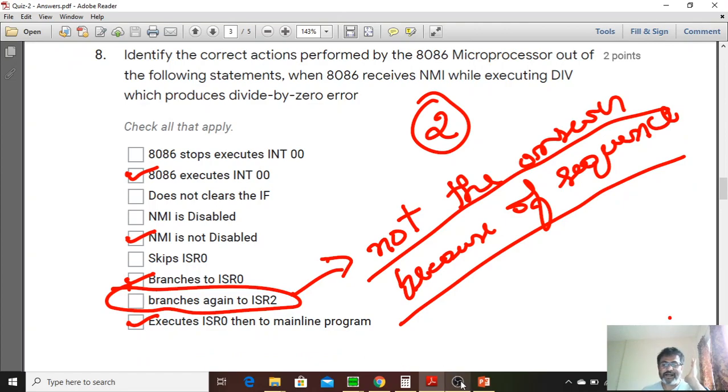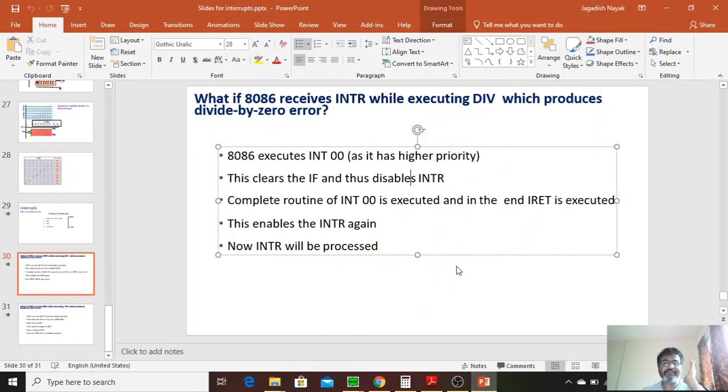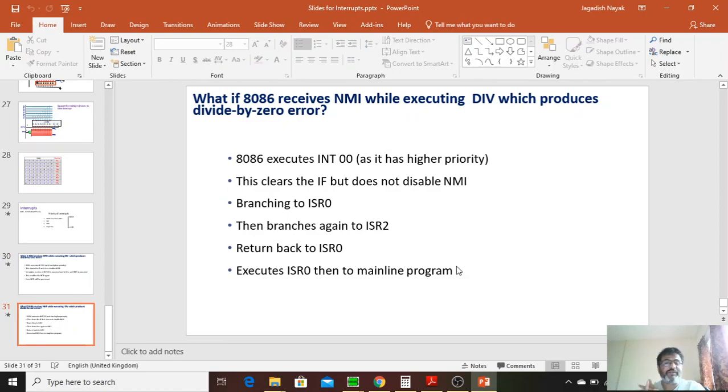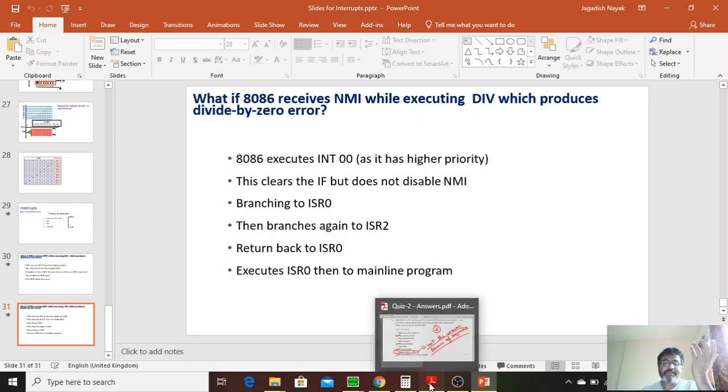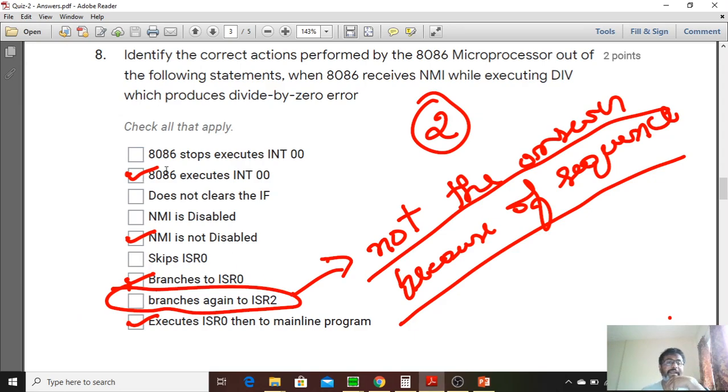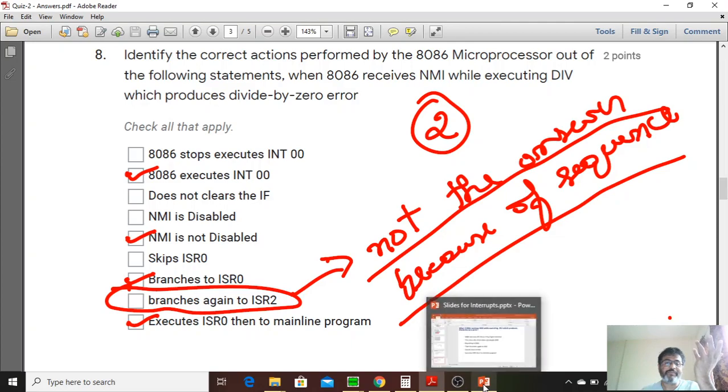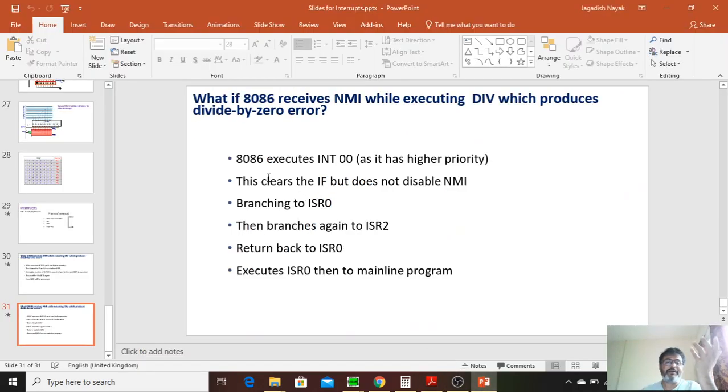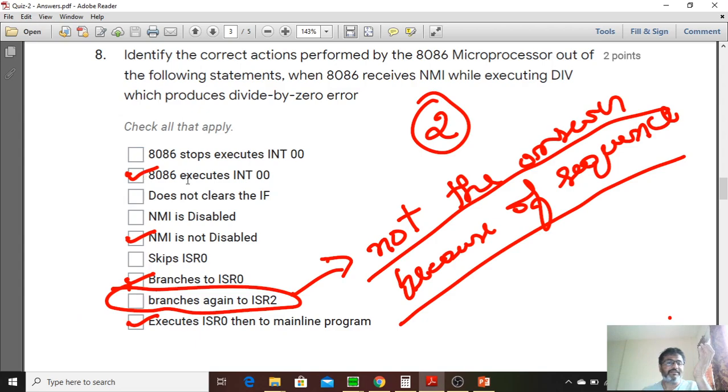This is another slide. What if 8086 receives NMI while executing the divide by 0 interrupt? Now see what is the option given here. 8086 stops executing interrupt 00, that's not the correct answer. 8086 executes interrupt 00, so that is there here. This is the correct answer.